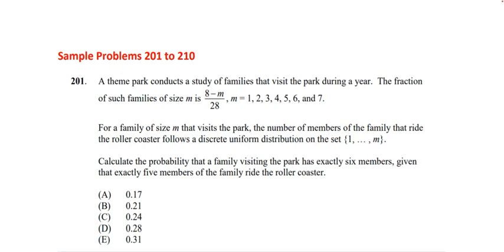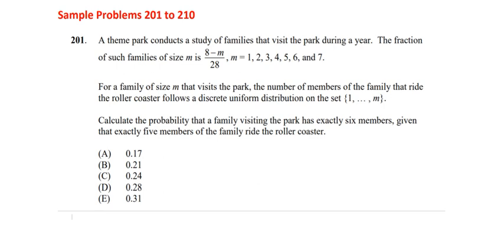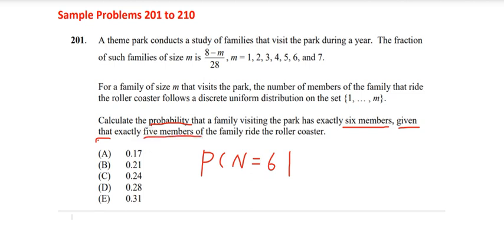Okay, for this problem, what we want to find is the probability that a family visiting a park has exactly 6 members. So we want to find this probability, that the number equals 6, given that, so it's a conditional probability, given that exactly 5 members of the family ride the lower cost one.